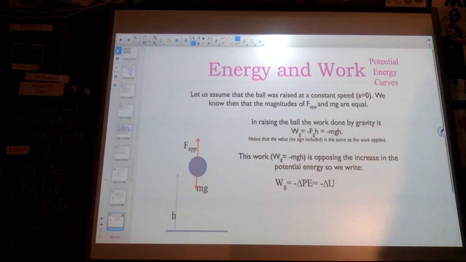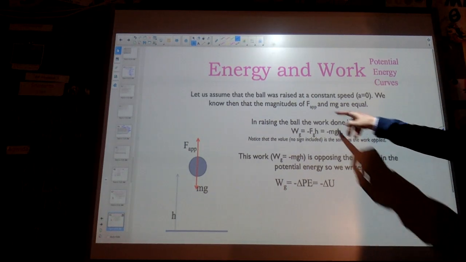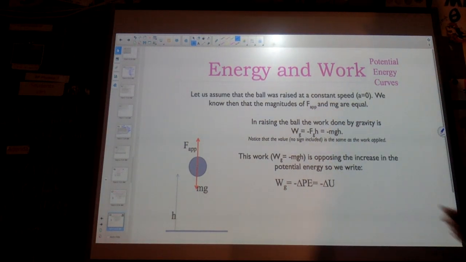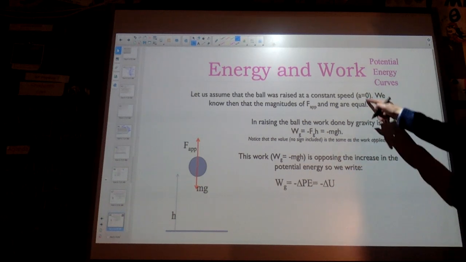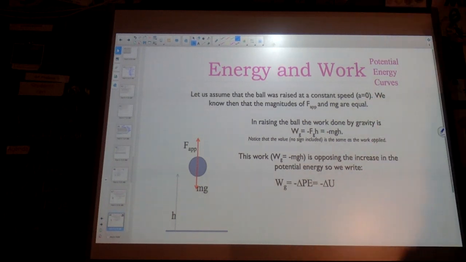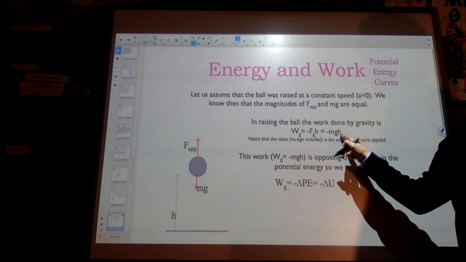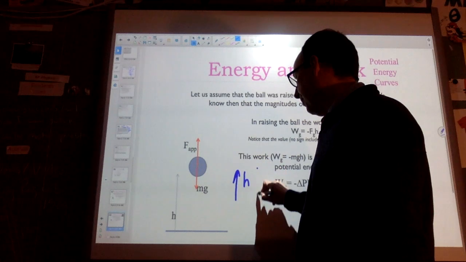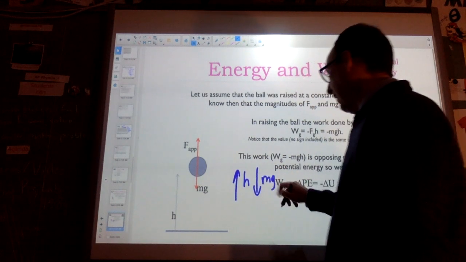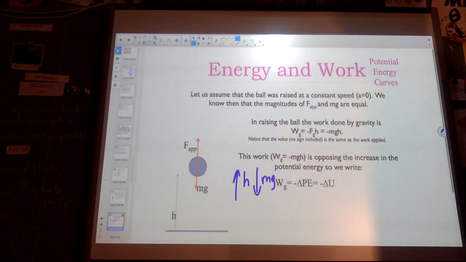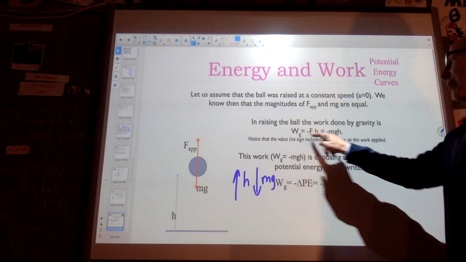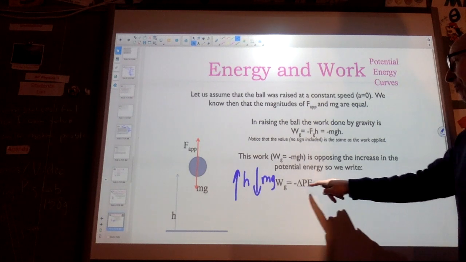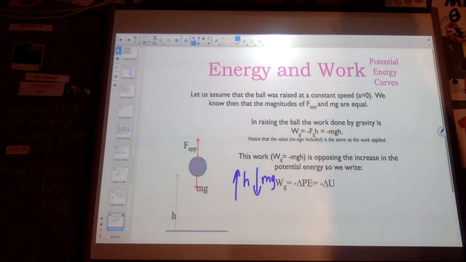All right, so if we know that the force applied and mg are equal because there's no acceleration, it's F net equals 0, then the work done by gravity is going to be negative because my displacement is up and gravity is down. And that tells me that I have negative work when they're in opposite directions. So we could say that the work done by gravity is minus mgh or minus PE or minus U.